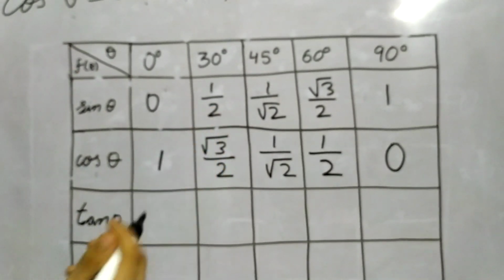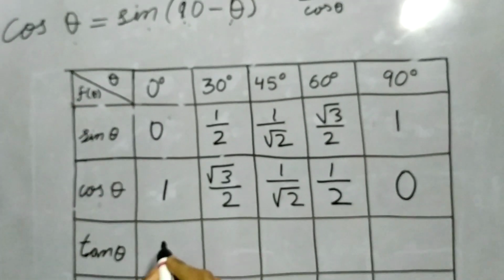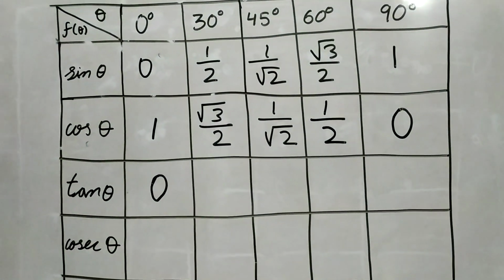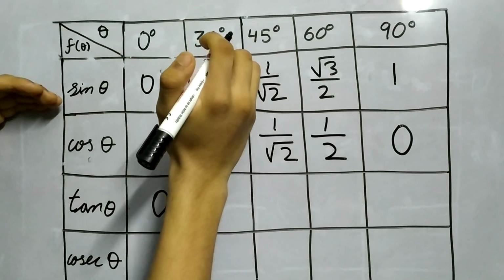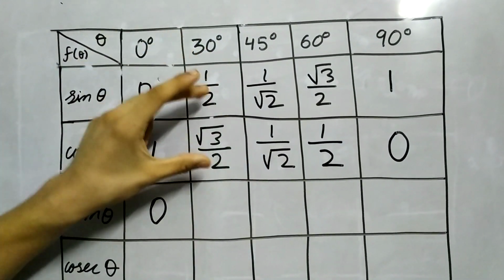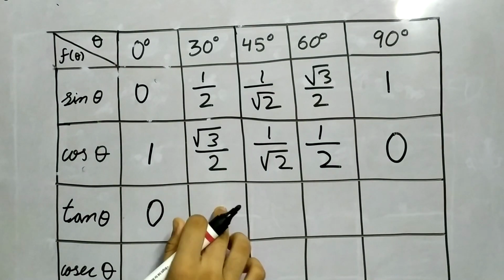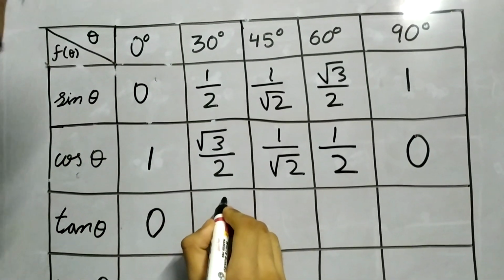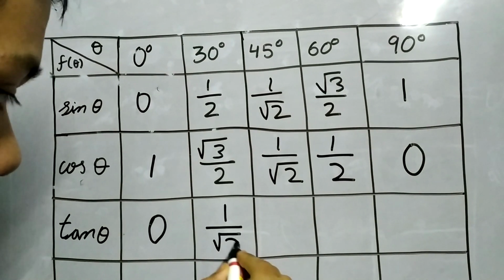Okay, so sine theta upon cos theta, so 0 by 1, nothing but 0. Now sine 30 degree upon cos 30 degree. So we'll just divide these two and we'll get this cell. Okay. So 1 by 2 divided by root 3 by 2. We'll get 1 by root 3 as our answer.